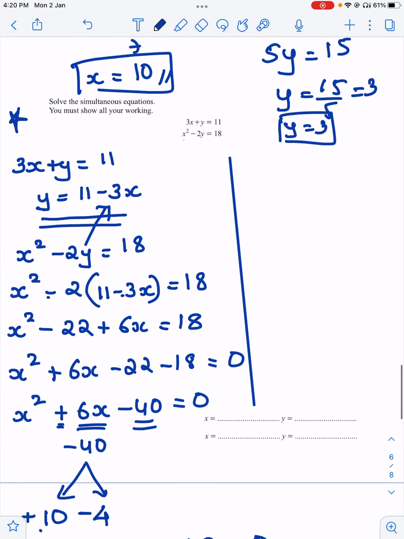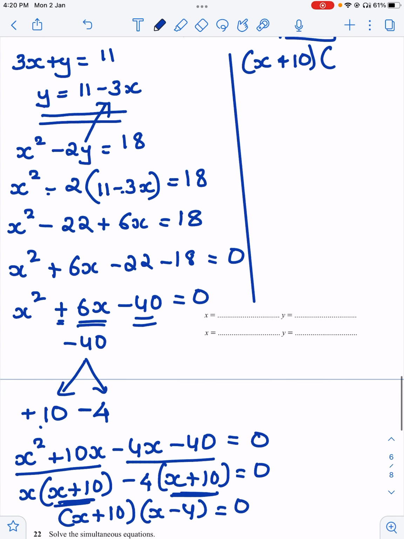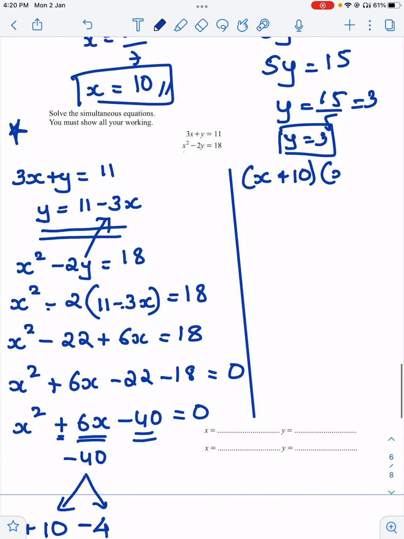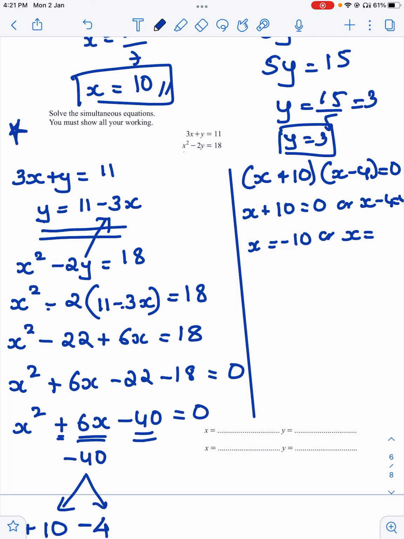x plus 10, x minus 4 is equal to 0. Therefore, x plus 10 is equal to 0 or x minus 4 is equal to 0. If x plus 10 is equal to 0, x is equal to minus 10, or x is equal to plus 4. So I have got two values of x as minus 10 and 4.